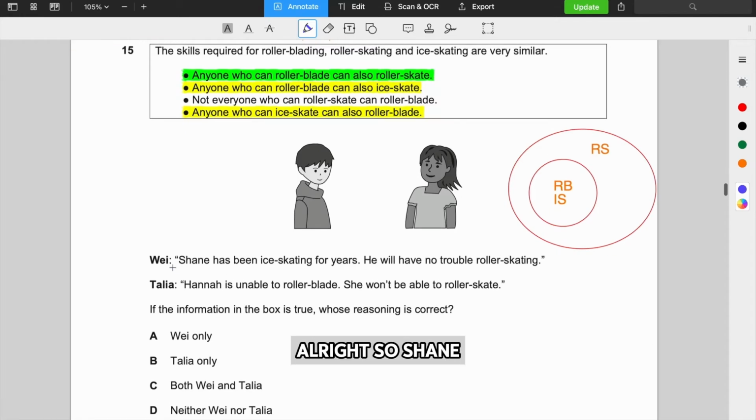Alright, so Shane has been ice skating for years. He will have no problem roller skating. Yes, because if Shane can ice skate, so he's in that smaller circle, he can definitely roller skate. Hannah is unable to rollerblade. She won't be able to roller skate. No, not necessarily, because maybe Hannah is here, where Hannah can't rollerblade, but maybe she can still roller skate. So Talia is wrong, because there's a possibility that Hannah could still be able to roller skate.